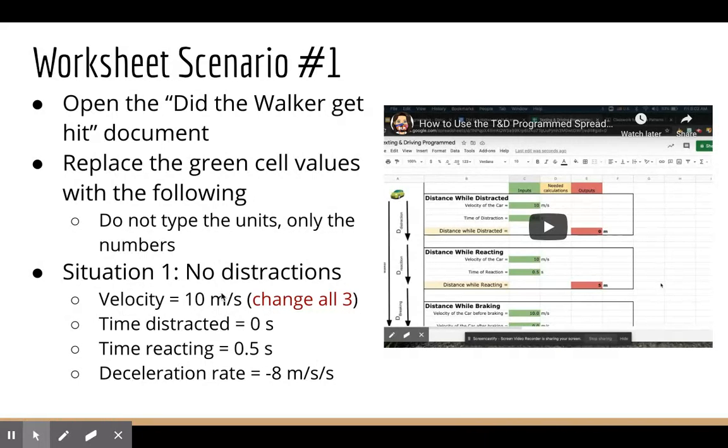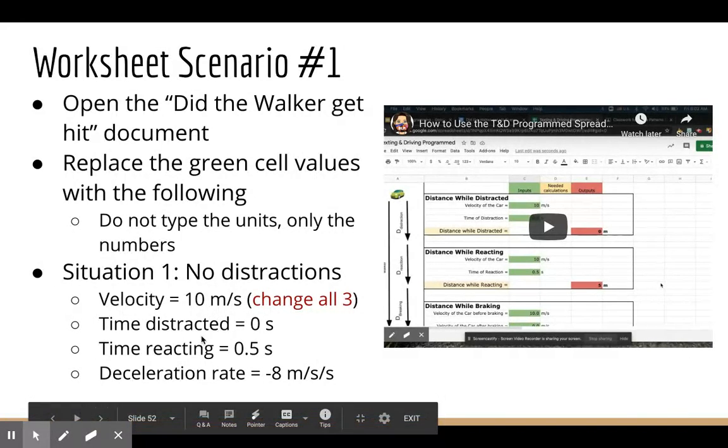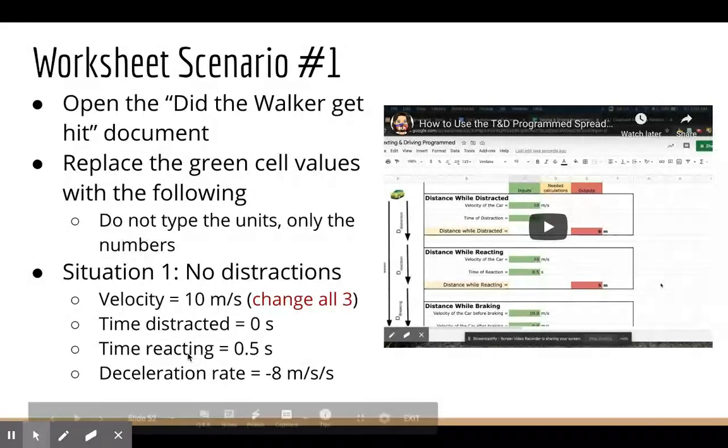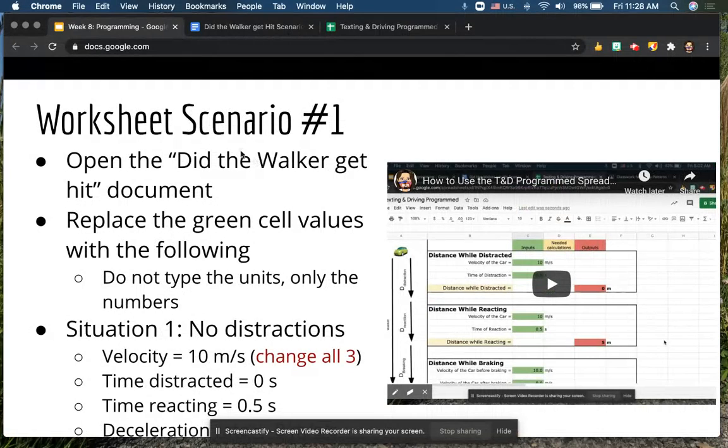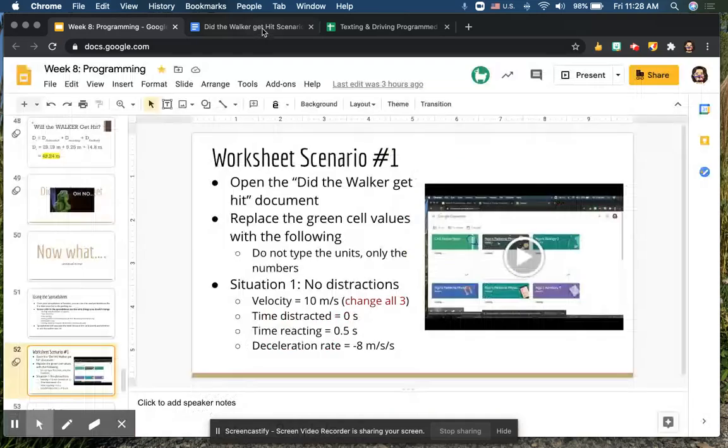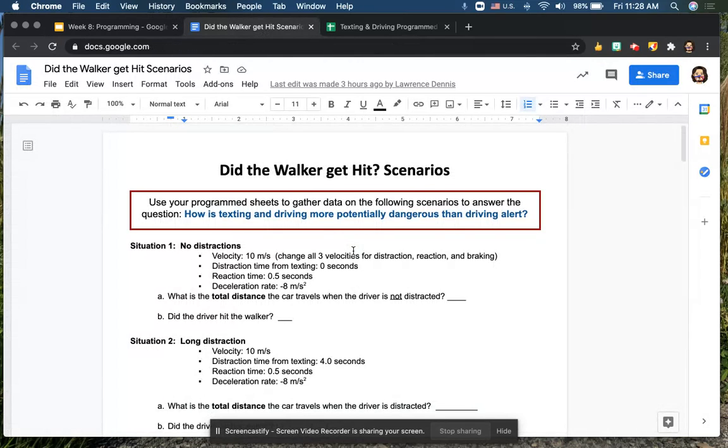So for situation 1, there are no distractions. What I need to do is change my velocity to 10 meters per second, my time of distraction to 0 seconds, and my time of reacting to 0.5 seconds. My deceleration rate is -8 meters per second per second. If you don't know, I got all of this information from this assignment right here, the Did the Walker Get Hit scenarios. And I am starting with my first one, the no distractions.